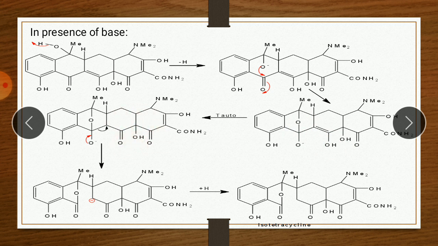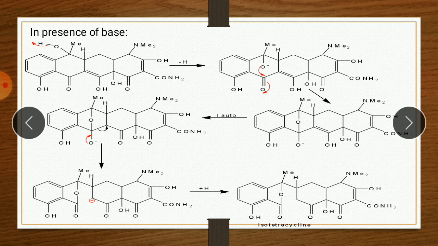Then there is again a rearrangement, O minus converts to a double bond. This bond breaks and there is a negative charge formation, that is a carbanion, like this. Then this carbanion after protonation gives isotetracycline, which is also an inactive compound. So here also there is involvement of the 6th hydroxyl group. So in presence of base, tetracycline undergoes dehydration and forms isotetracycline, an inactive compound. In this dehydration reaction in presence of base, again the hydroxyl group of the 6th position is required or involved.